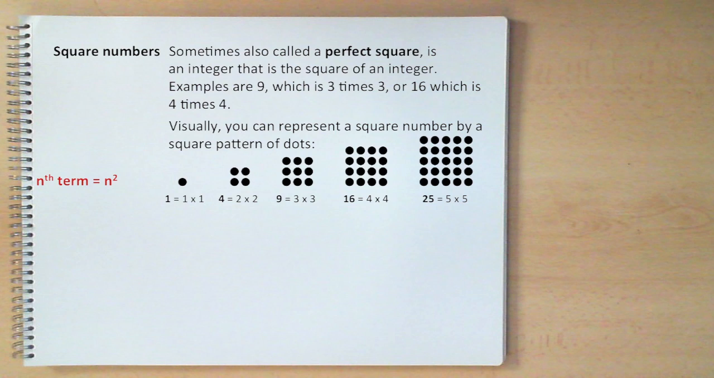Square numbers crop up everywhere. You need to know that sequence, that 1, 4, 9, 16, 25. You will see it time and time again.